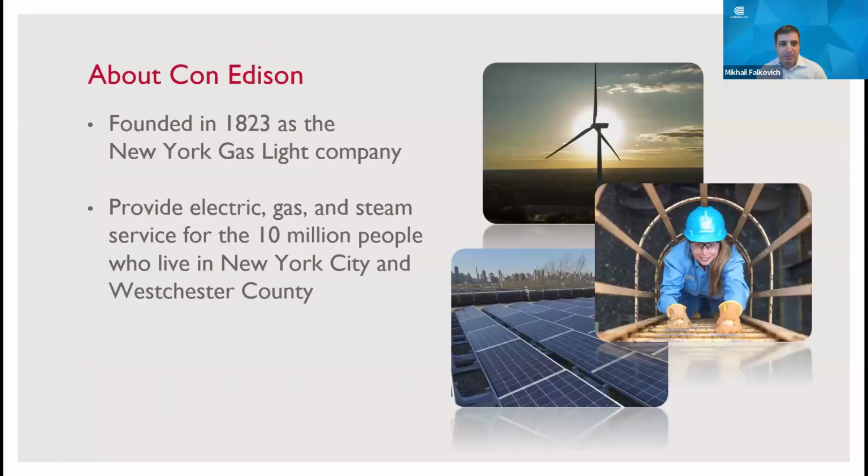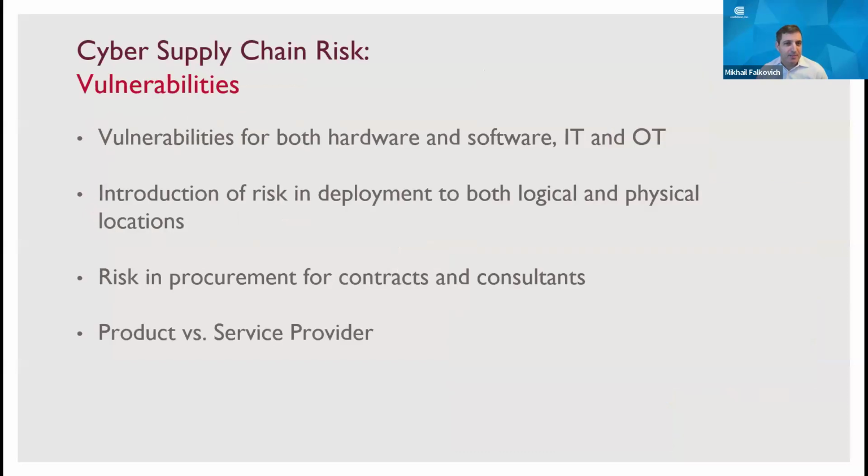And just a couple of words about Con Edison. We just recently celebrated our 200th year anniversary. We were founded in 1823 as the New York Gas and Light Company, and we are providing electric and gas and steam service for the 10 million people who live in New York City and Westchester County. So we are part of critical infrastructure, and we need to make sure that it is operating safely and reliably. And to that point, we're going to talk about supply chain and the cybersecurity risk of the supply chain to help us do that. Next slide, please, and I'll turn it over back to Frank.